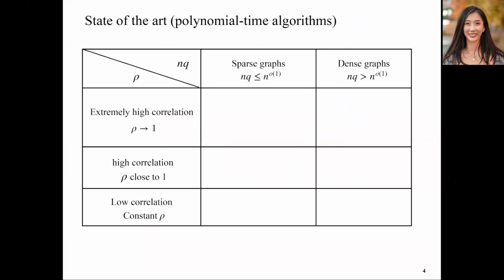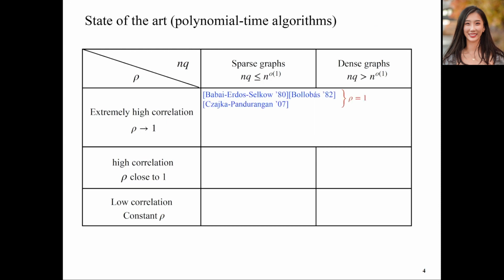Now let me introduce the state of the art. Here we focus on polynomial time algorithms. In this table, we have two dimensions. One dimension corresponds to the correlation parameter rho. We divide it into three regimes: extremely high, high, and low correlation regimes. The other dimension is n times q, and we divide it into sparse and dense graph regimes.